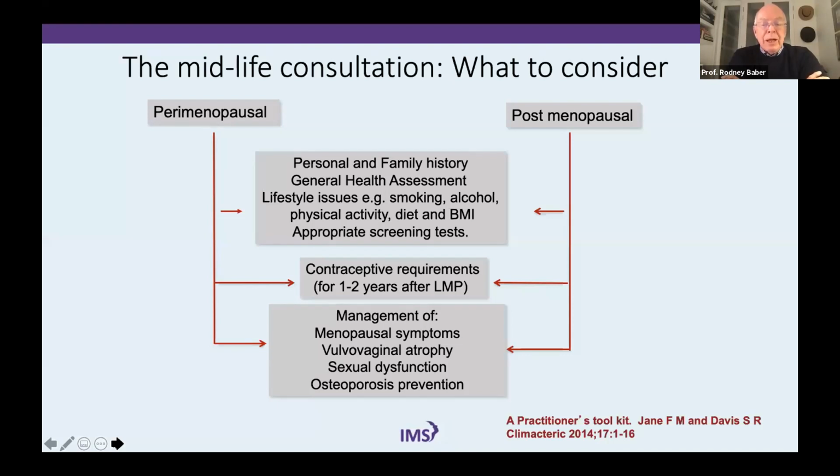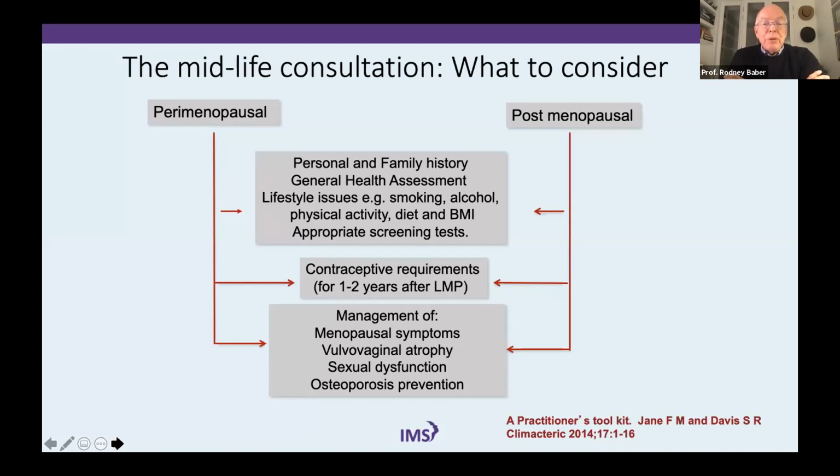You must inquire about her personal and her family history. You must take a general health assessment. You must discuss lifestyle issues, including smoking, alcohol consumption, physical activity or lack thereof, diet, and BMI. And you should also discuss appropriate screening tests, such as mammography or cervical screening tests.